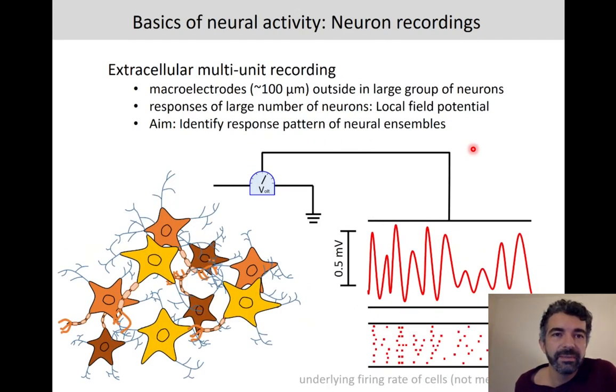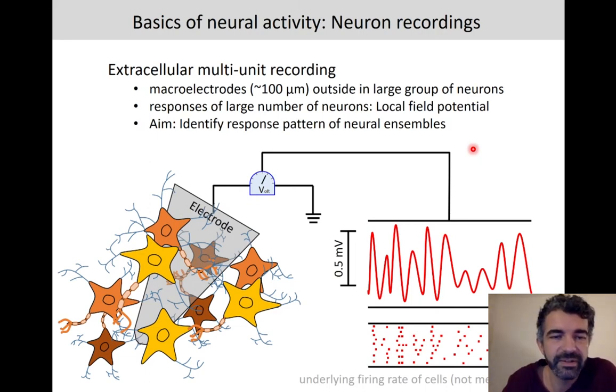Then last but not least, we have extracellular multi-unit recordings. So here you go with the electrode relatively large, as you can see here in comparison to the neurons. You just put that somewhere inside a group of neurons, and then you will get the response of a large number of neurons rather than just one neuron. So this is what we call the local field potential. And the aim is to identify the response pattern of neural ensembles.